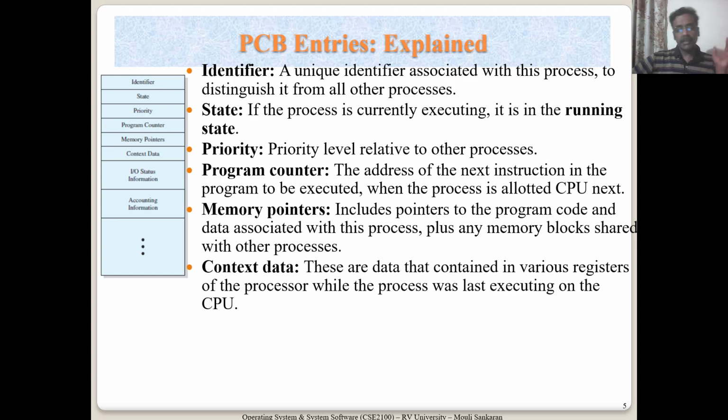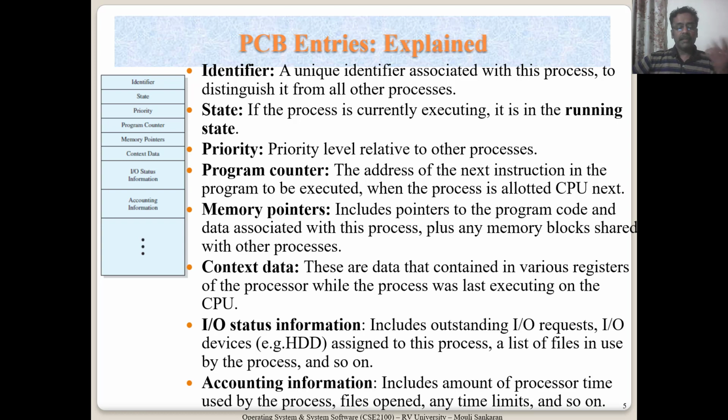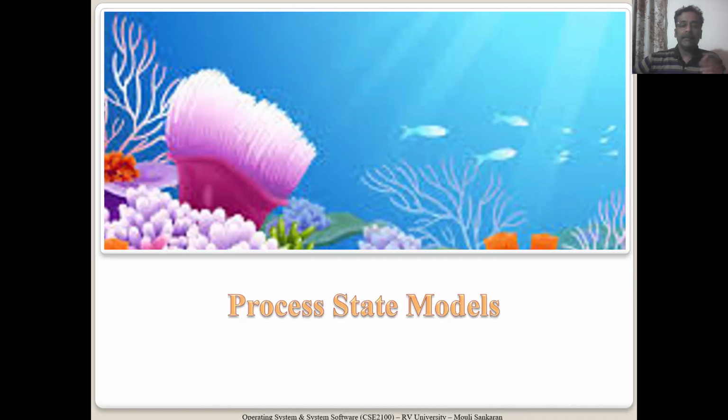Context data: any register content or flags. The last arithmetic operation would have affected the flags, like negative or zero flag or carry flag or overflow flag. That has to be preserved so that when it comes back, if you are taking action on the flag, like branch if equal or some instruction you are going to execute, it should reflect the last operation done by the instruction while the process was running. So even the flag content should be preserved as a part of the context. IO status, I told you, is anything to do with files. Accounting information covers any open files or how much processor time it has consumed, and so on.